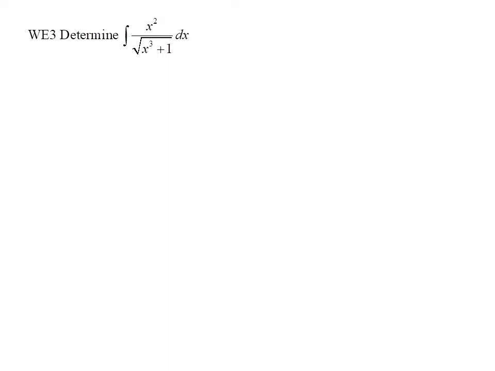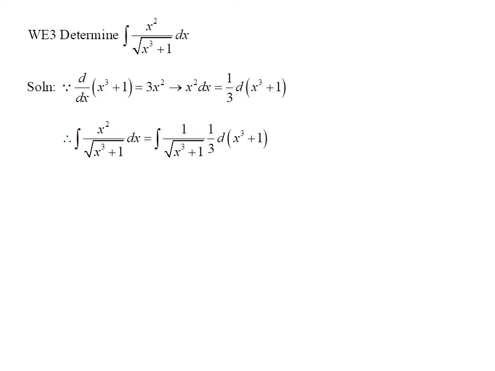Here example 3 is to determine the integral of x squared over square root of x cubed plus 1 dx. Since the differentiation of x cubed plus 1, or in parentheses, equals 3x squared, hence x squared dx equals 1/3 times d of x cubed plus 1, or in parentheses.